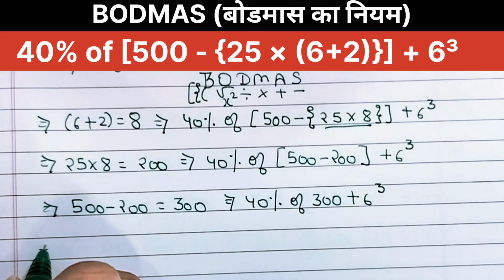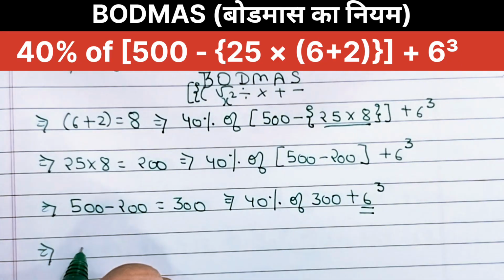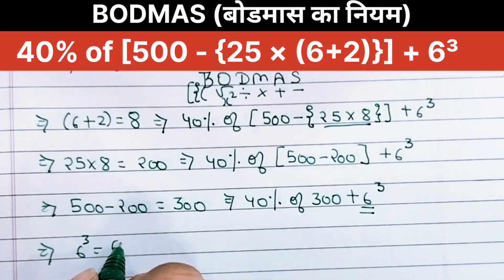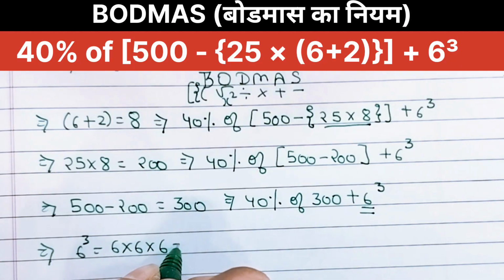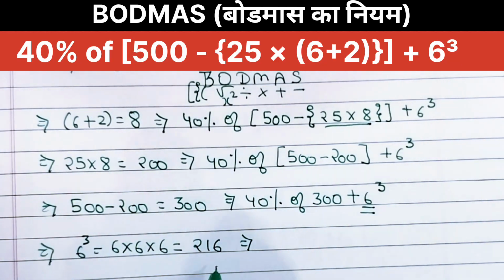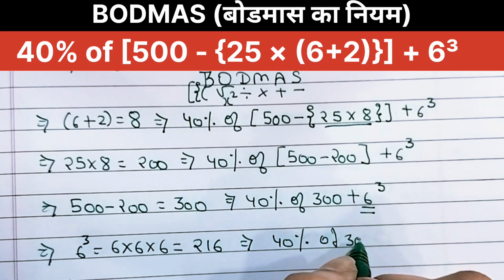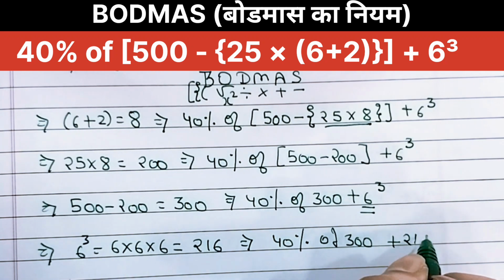Move to the next step. Order, exponents. So now there is a 6 power cube. We calculate 6 power cube: 6 multiplied by 6 multiplied by 6. We'll get 216 as a result. According to this step, the power must be evaluated before applying the percentage or addition. And now the current expression becomes 40% of 300 plus 216.